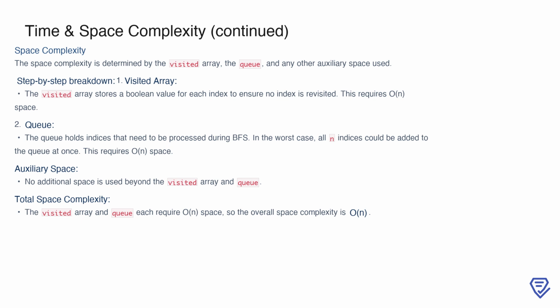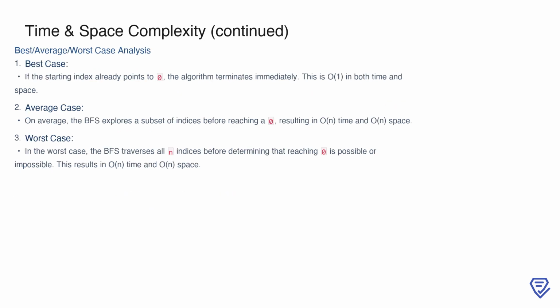The second component is the queue used in the BFS. In the worst-case scenario, all n indices could be added to the queue simultaneously, which means the queue would require O(n) space as well. Beyond these two structures, there is no additional significant auxiliary space used in the algorithm. Therefore, when we combine the space used by the visited array and the queue, the total space complexity of the algorithm is O(n).